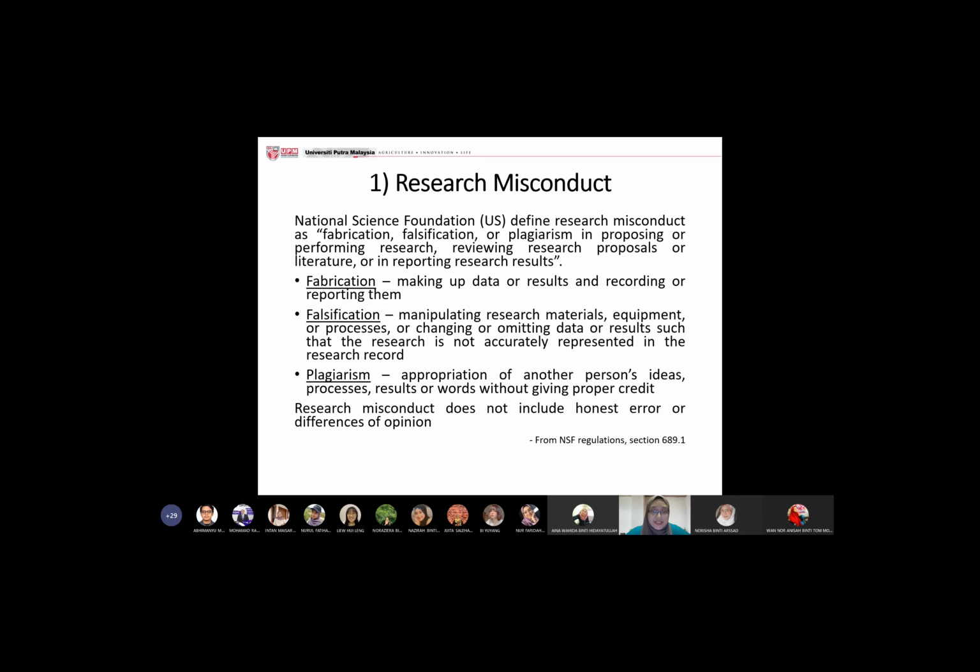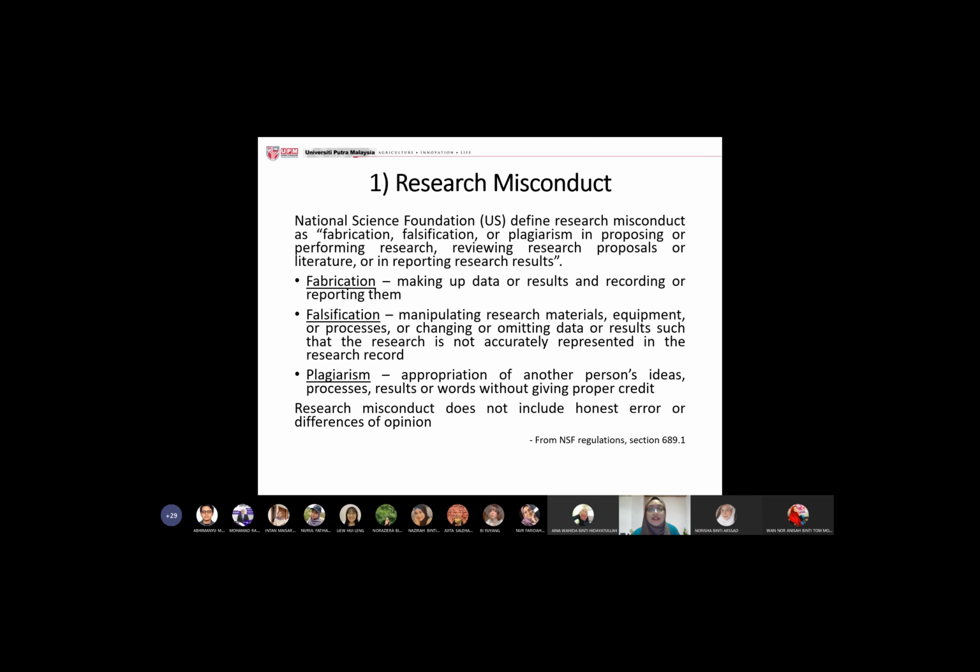And then falsification. You manipulate research materials, equipment, or processes. And sometimes you omit certain data, certain results. What I always heard is that when you do some research and you have a graph, you plot everything there, and then you see some points which go out of the expected line, and you omit that. That is actually falsification. Unless you could always leave it there and report that as errors.